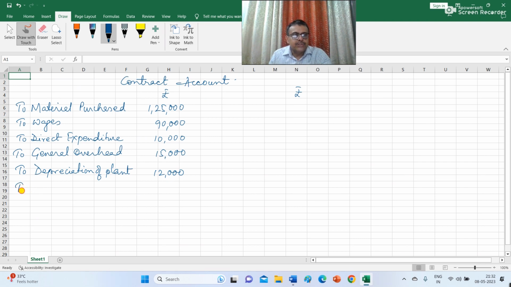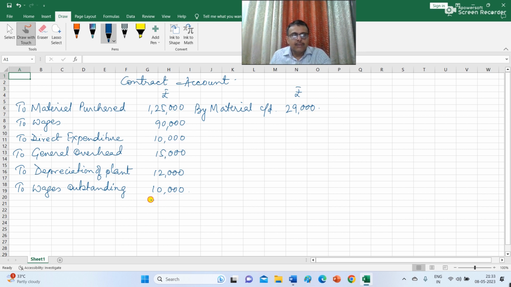Next is accrued wages. It means that the amount has already been incurred, but the amount has not yet been paid. So to wages outstanding, I have to record it here as rupees 10,000. Then the materials at site or in hand it is given at 29,000. So I have to record it on the credit side as by material CD as 29,000. Next item is the cash received, which is 80% of the work certified.